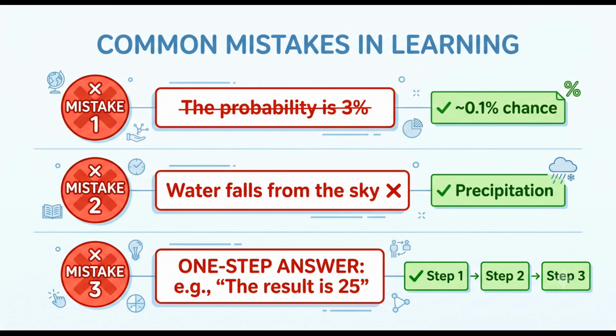Mistake 2, describing a water cycle process instead of naming it. WA question 2 asks you to name 4 processes. Water falls from the sky describes what happens but does not name the process. Precipitation is the name. Names get marks, descriptions do not.